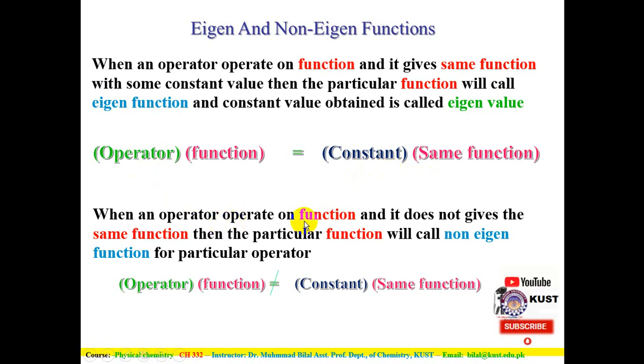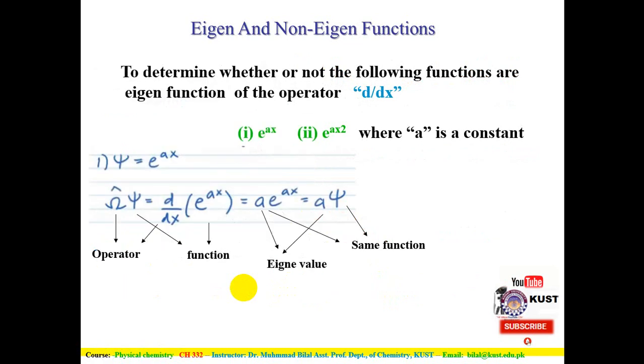When an operator operates on a function, and it does not give the same function as a result, then the particular function we call a non-eigen function for that particular operator. So if the result is not equal to the same function after operation, we call it a non-eigen function.